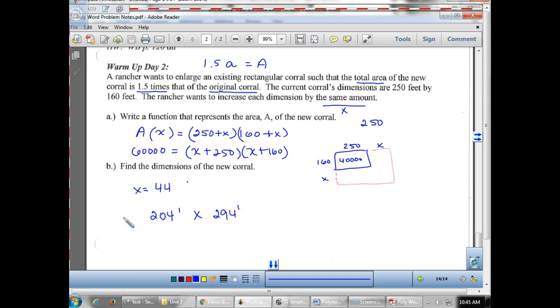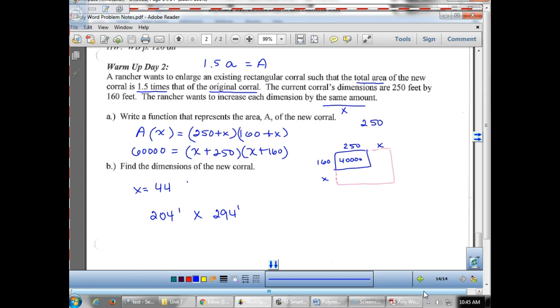94 feet. Now, if you multiply those two out, what do you get? You should get roughly 60,000 because of the rounding issue, but it should give you roughly 60,000. So somebody do that for us real quick, make sure that works. Okay, yes, really close.